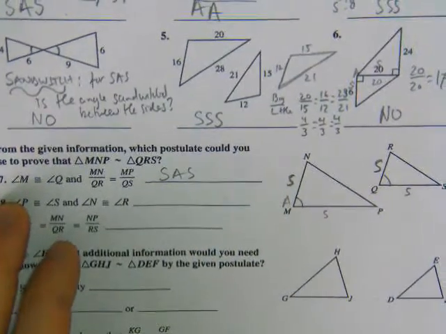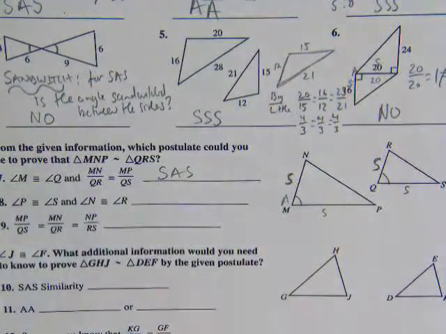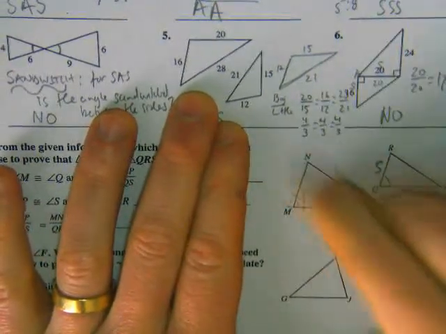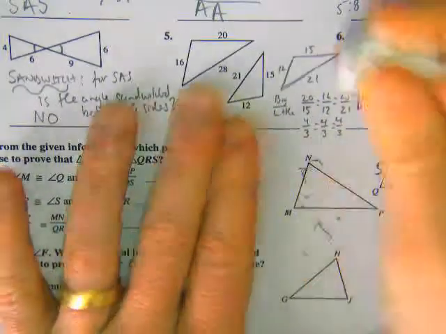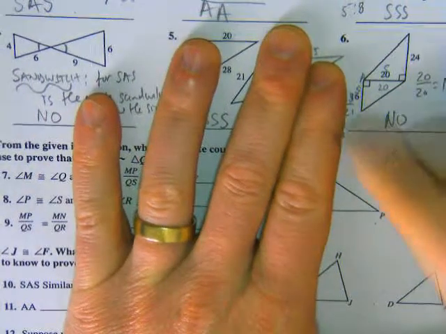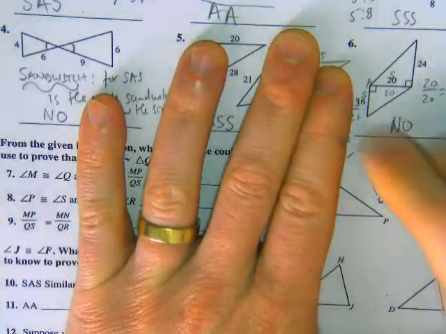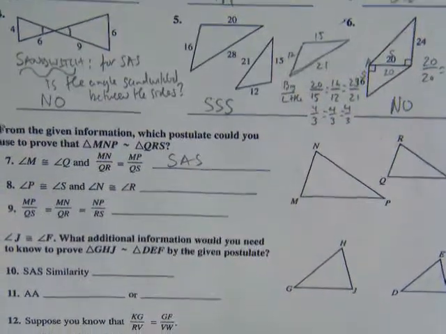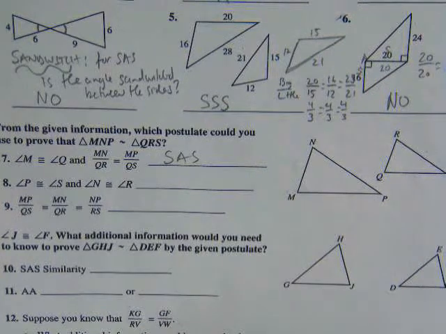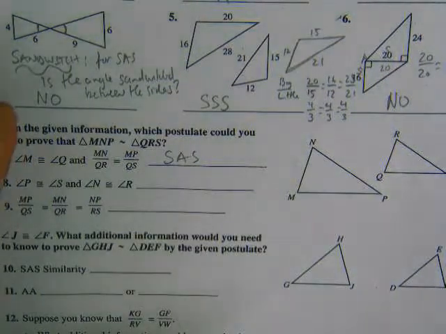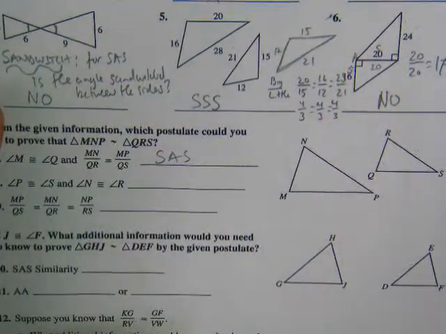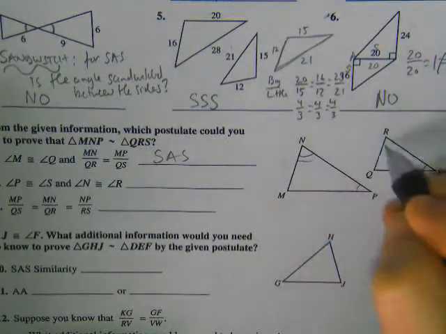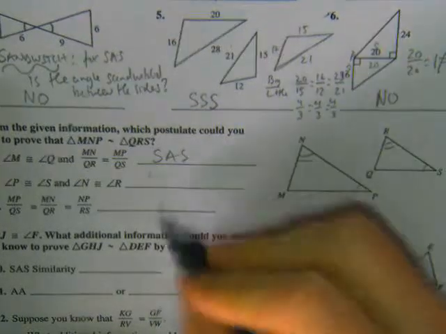Okay, hopefully you have an eraser. And if you don't, just redraw the picture. That's why it's nice to have an eraser, because you can start from scratch, get a fresh look. P is S and N is R. P is S, N is R. To me that looks like angle.